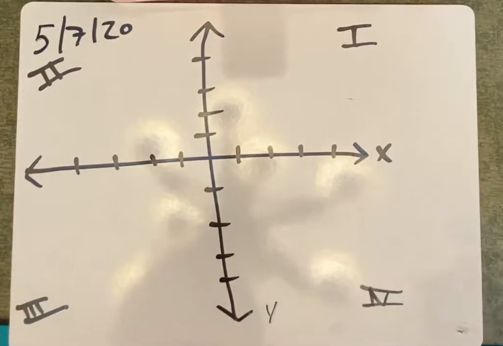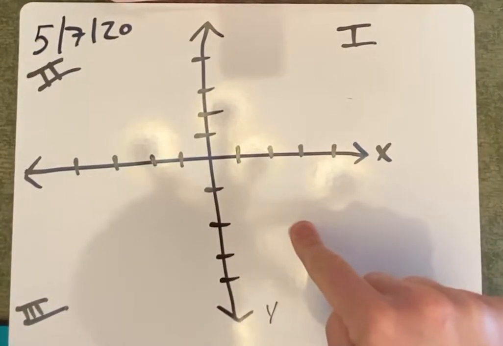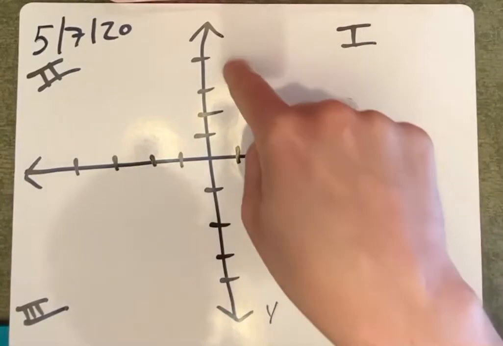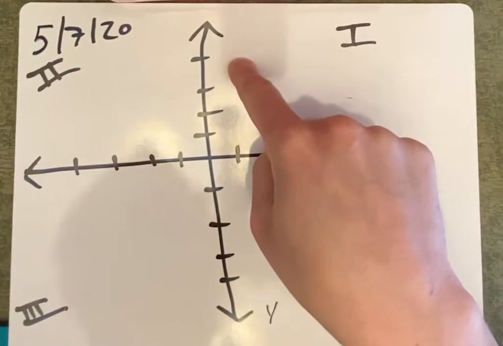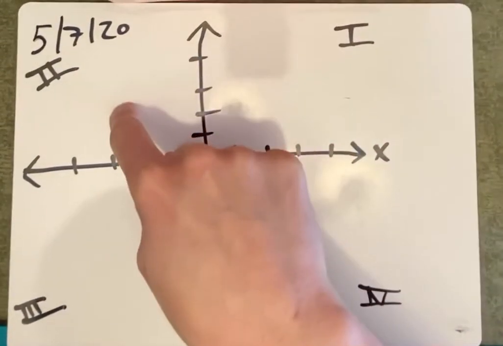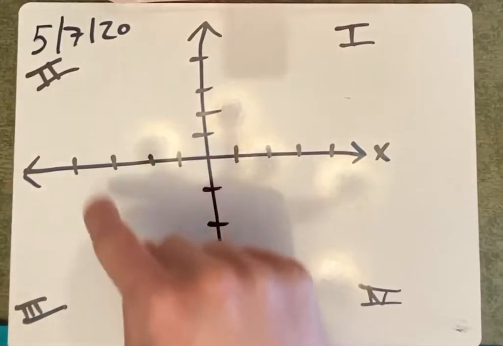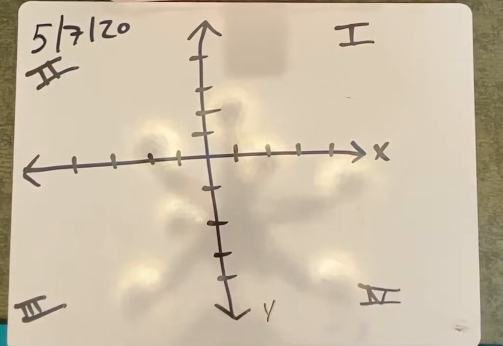So let's say your point ended up here, it would be in quadrant 4. If your point ended up here, it would be in quadrant 1. If it ended up here, quadrant 2. And if it ended up here, quadrant 3. Okay?